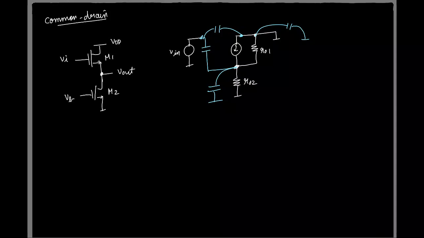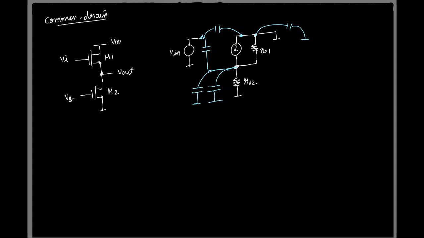Okay, so now let's look at M2. M2 gate and source and the body are all incrementally grounded. So what is the only capacitor it will have? Between drain to bulk. Okay. And basically that will also get added here.